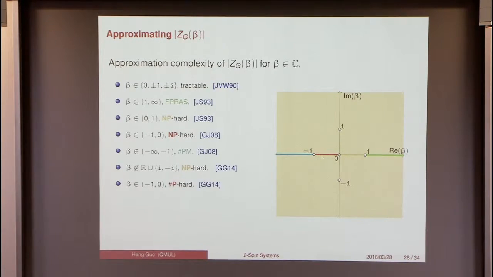Because when beta is between 0 and minus 1, it's actually #P-hard to approximate this norm. If the quantity we want to compute is within #P, then we can use an NP oracle to approximate it. But here, these quantities are not necessarily in #P because they have negative numbers or complex numbers. So to approximate this quantity is actually #P-hard. So we strengthened this NP-hardness result to #P-hardness.